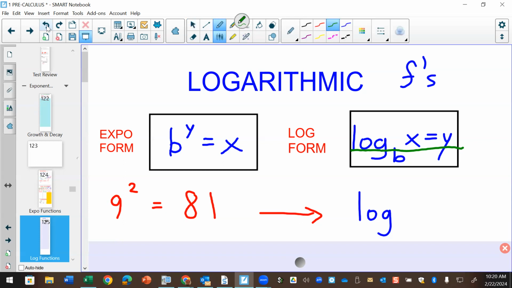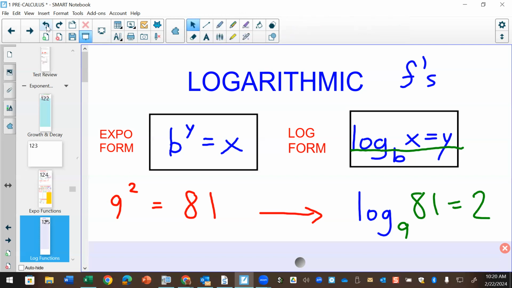What goes next to the word? 81 or 2? 81 and then equal 2. So here's full credit. You said base 9, 81 equal 2. That's the only full credit one there.